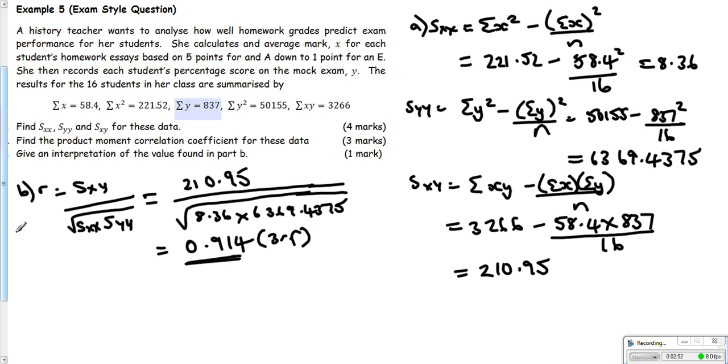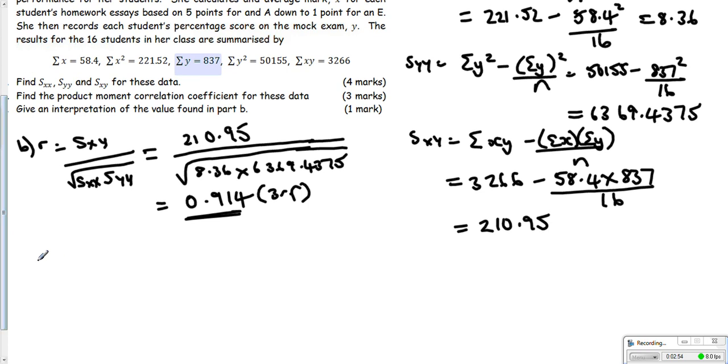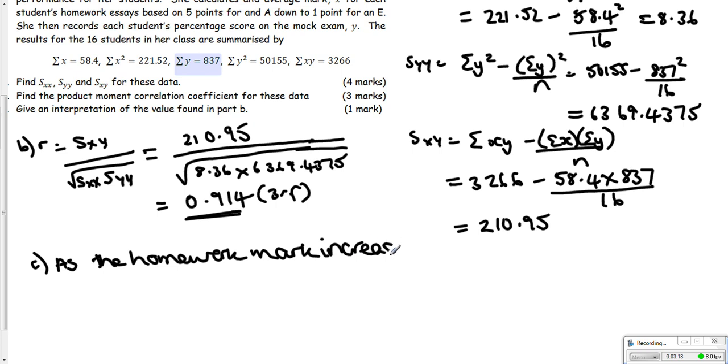Last part of the question asks us to give an interpretation. So remember, interpretation means in context. So we're saying as x increases, y does what? So as x, so what was x? That was homework, wasn't it? So as the homework mark increases, right, let's see what happens to y. Y was the test score.